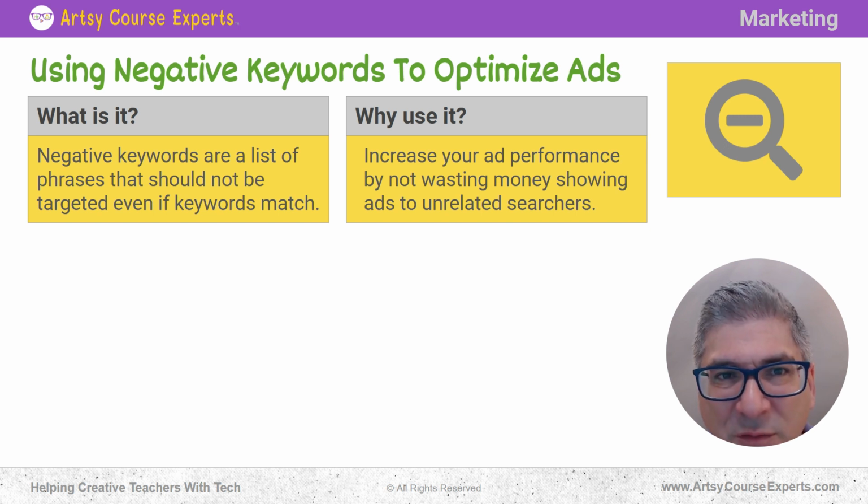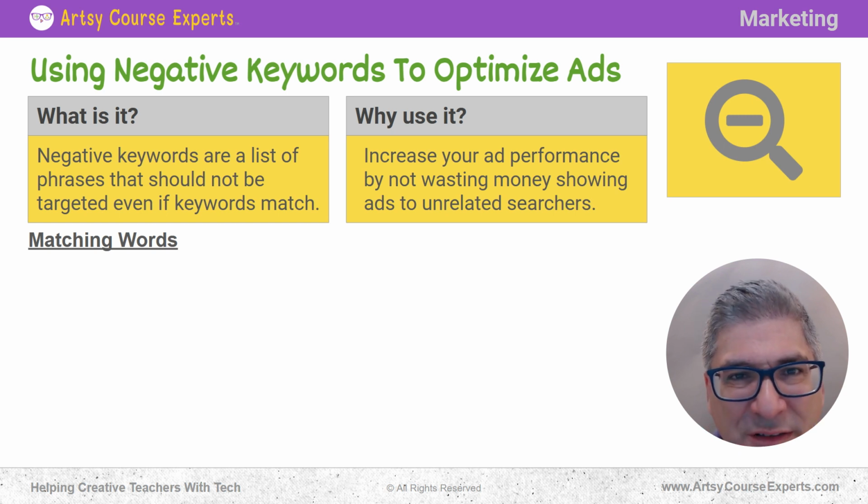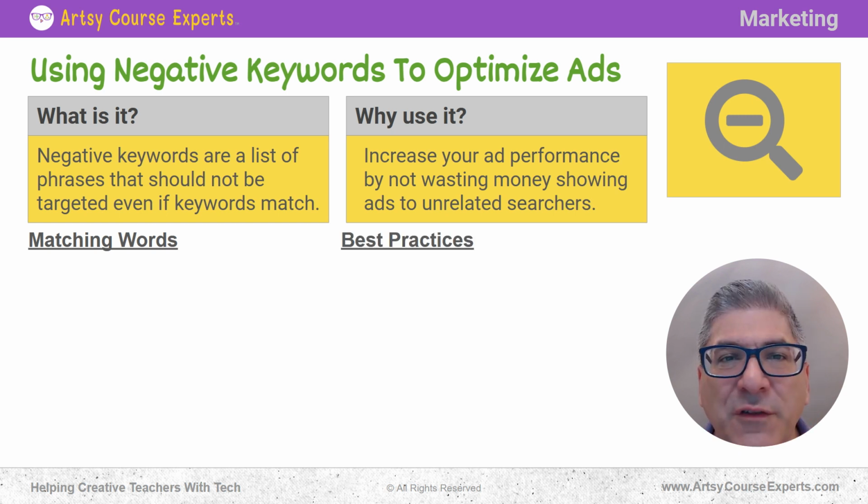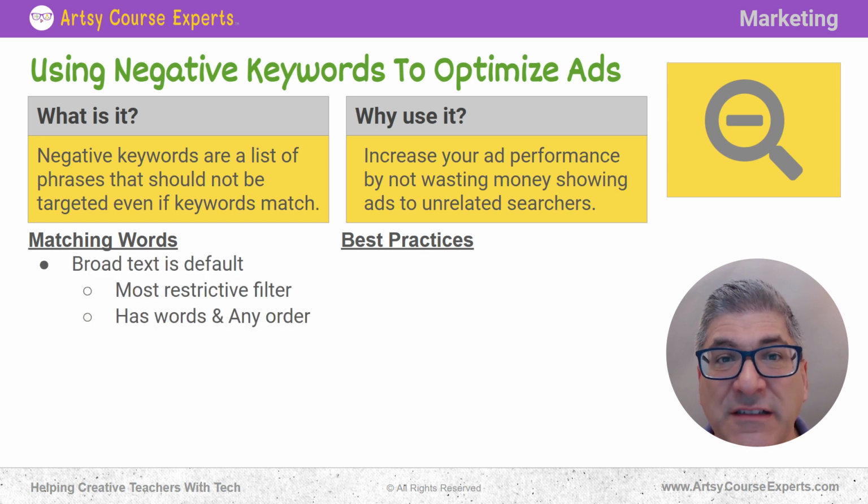I want to cover two topics. One is all the matching algorithms, and then I want to go into some best practices. First of all, there are three types of matching techniques available on Google Ads, Bing Ads, and other ad platforms. The first is a broad text search. This is the default. If you just type words, it's going to be a broad search.